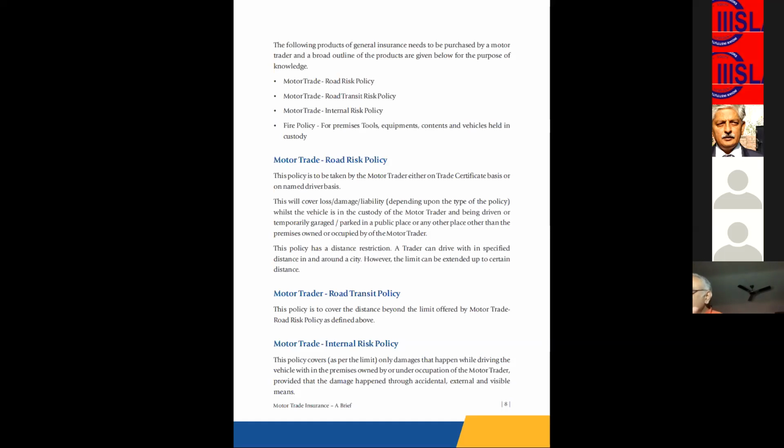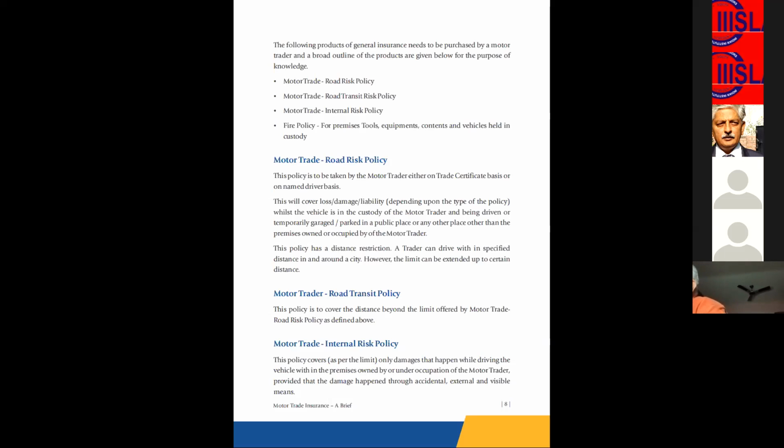So these 3 products are to be taken for every trader. Those who have trade certificate basis should have internal risk policy, road risk policy, and road transit risk policy. Not necessary; they can take the transit policy as and when the kilometer limit is going to be extended. So these 2 policies are a must.